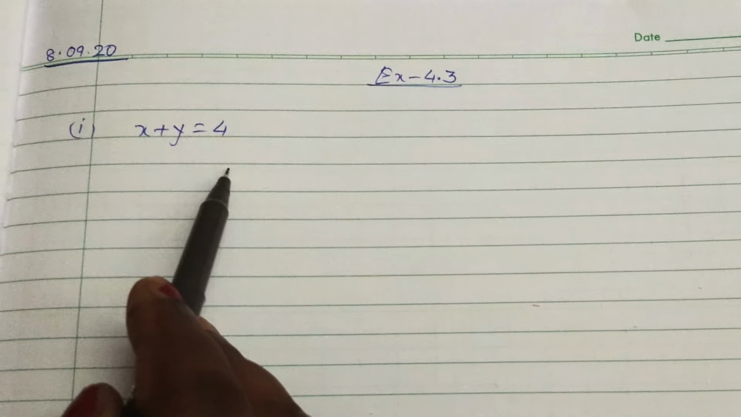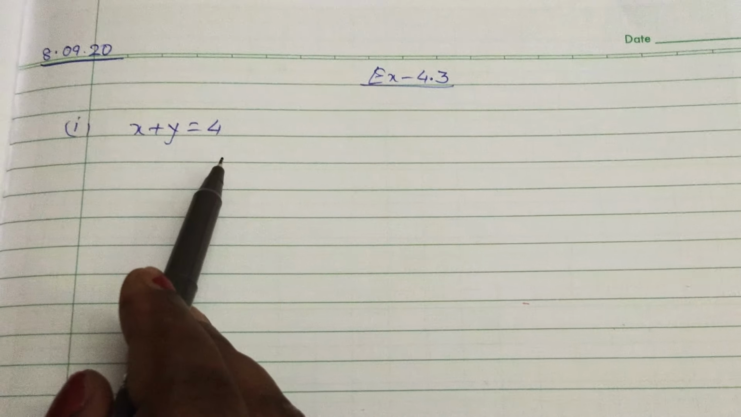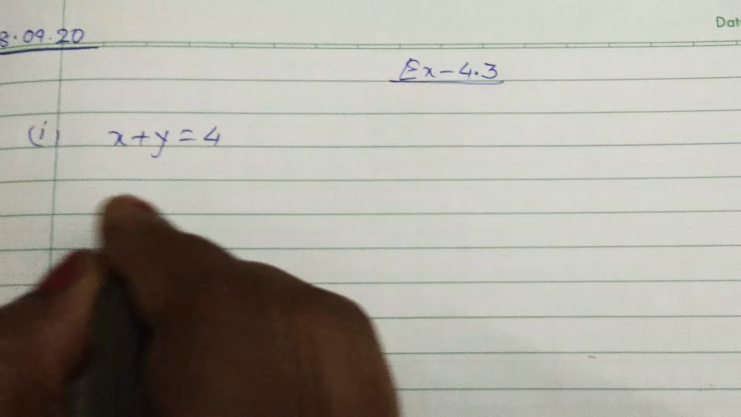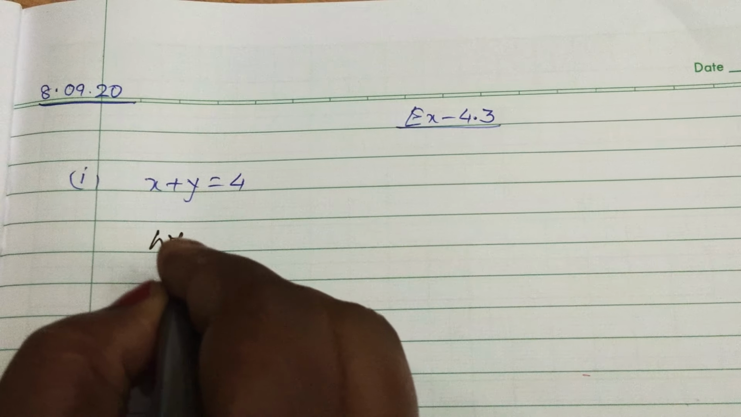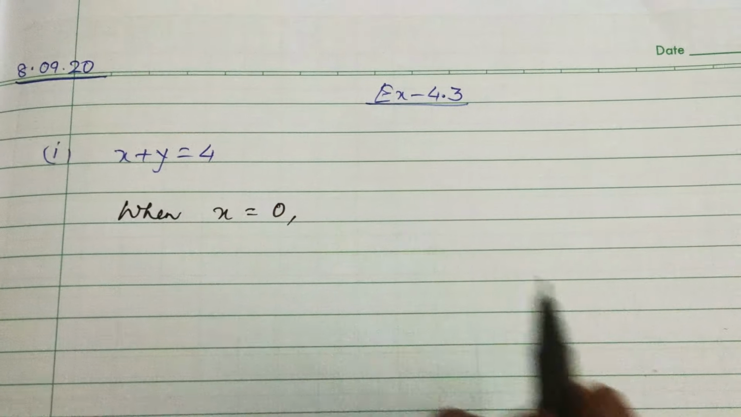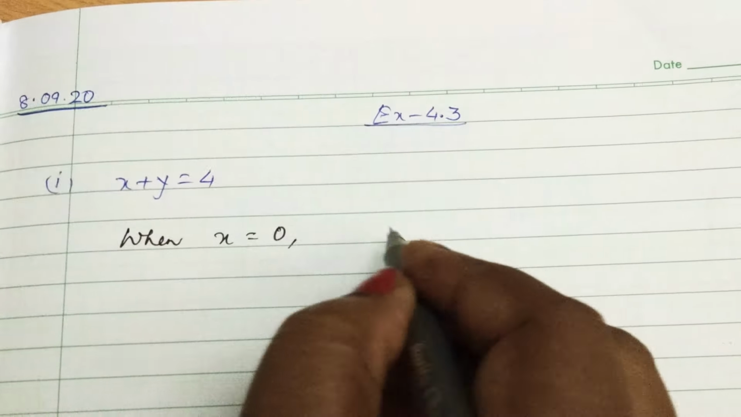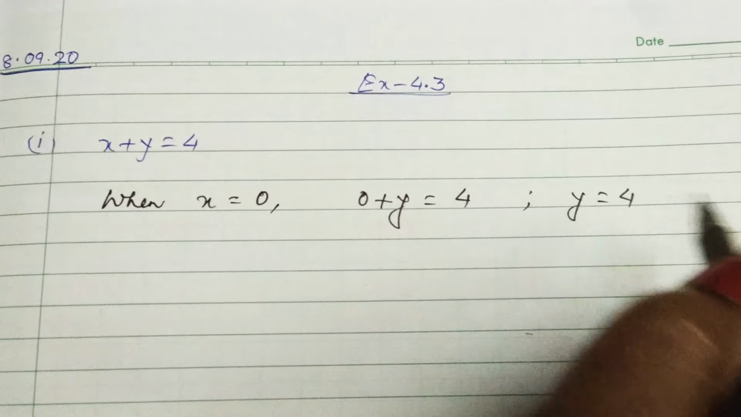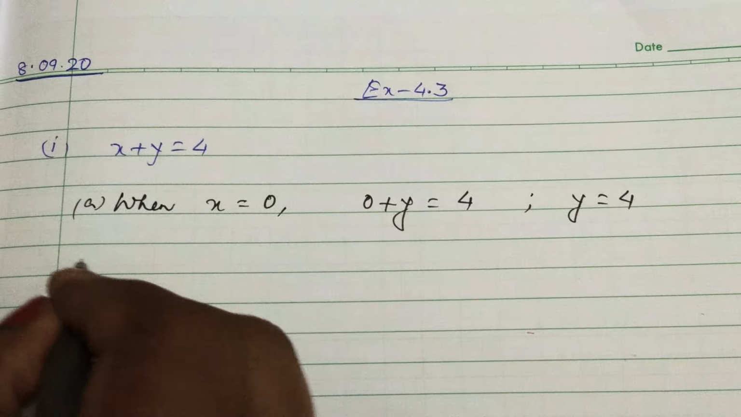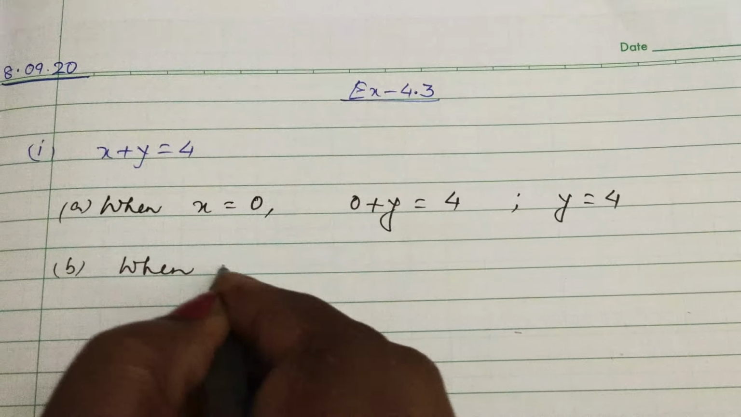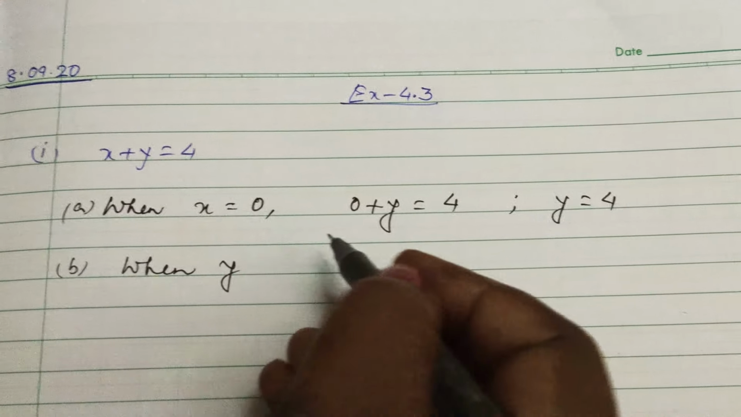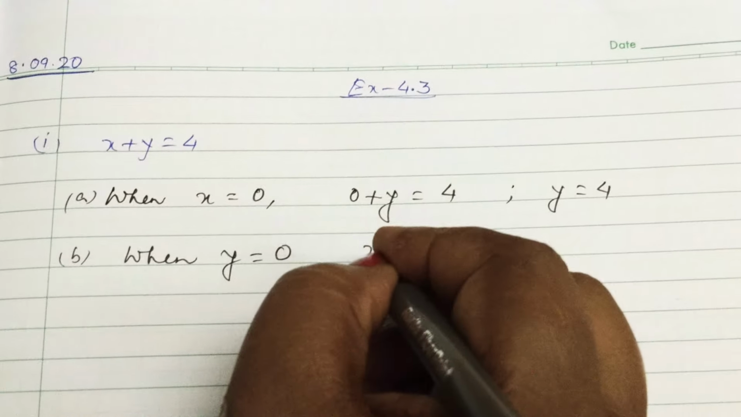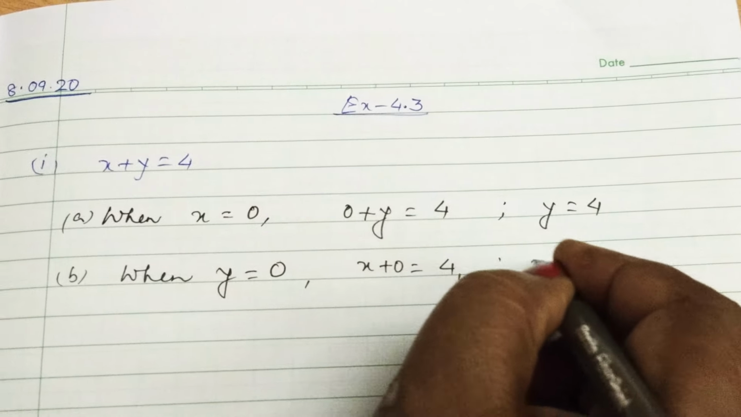Now to draw the graph, we need at least two solutions of the given equation. So to take the first solution, let us take x equals 0. When x equals 0 and you put it in this equation, you will get y equals 4. Now the second case: I told you earlier also, take one solution as x equals 0 and the other one as y equals 0. So when y equals 0, then x will be equal to 4.